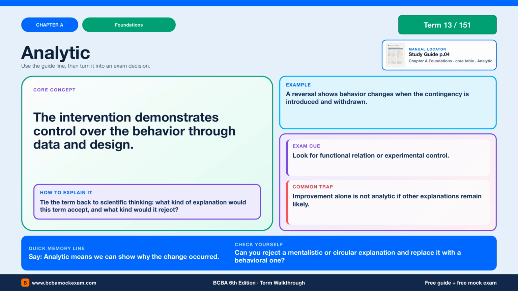The trap is assuming improvement alone is enough. Behavior getting better is good, but analytic asks whether we can show why it changed. Memory line. Analytic means we can show why the change occurred.